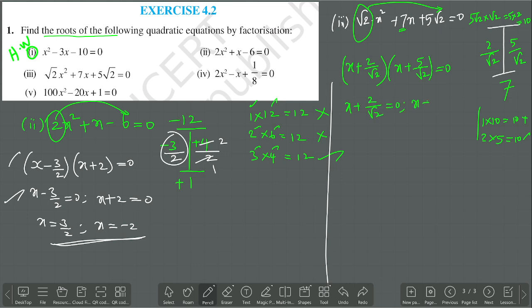Now, x plus 5 by root 2 equal to 0. When you send this opposite, what am I getting? Minus 2 by root 2. And here, what am I getting? Minus 5 by root 2. Do you understand? The second one is over.